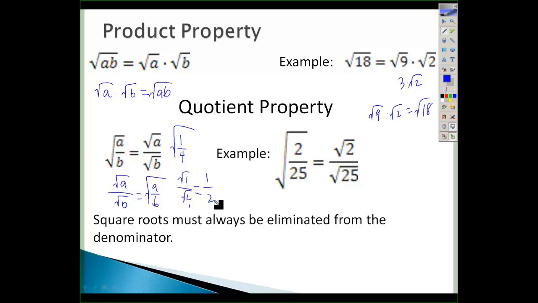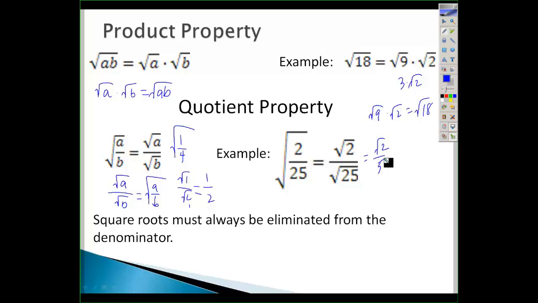The same goes for this example here. This is really the square root of 2 over the square root of 25, which is the square root of 2 over 5, and that's the best way to do it. You can separate it, and like I said, it goes both directions.